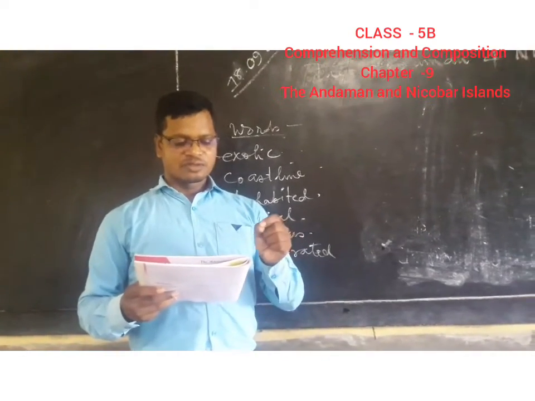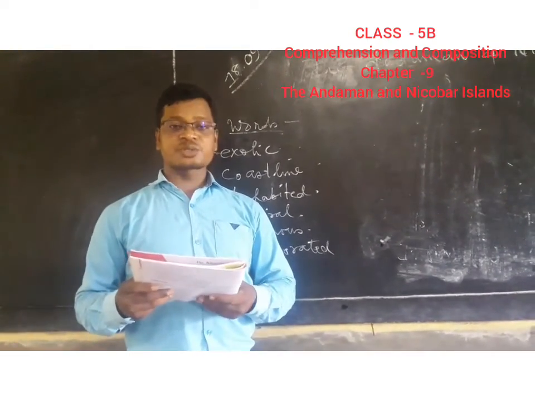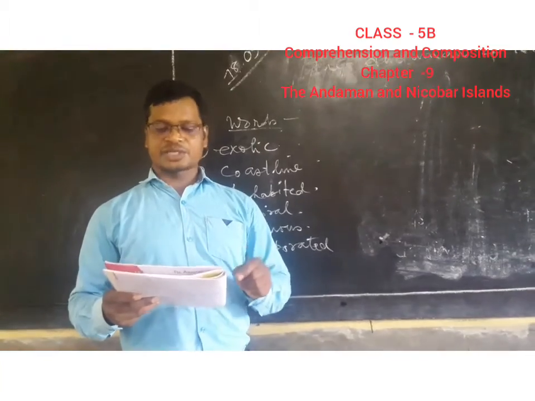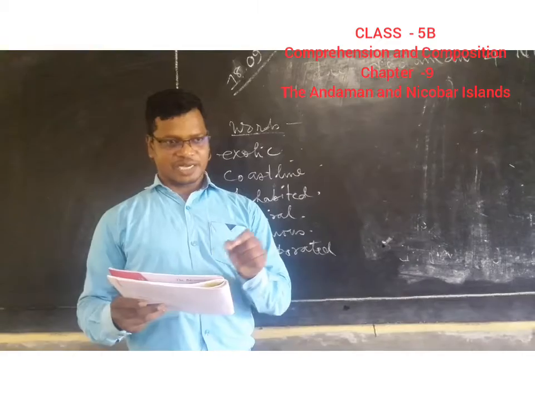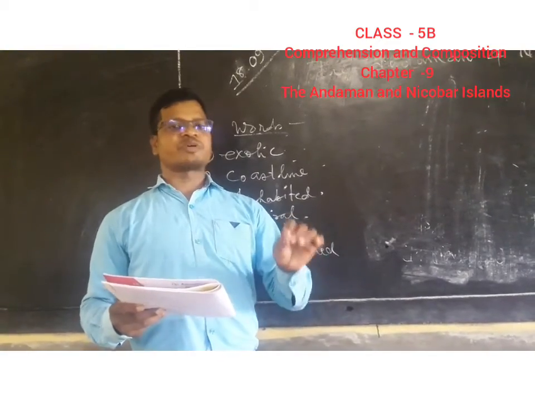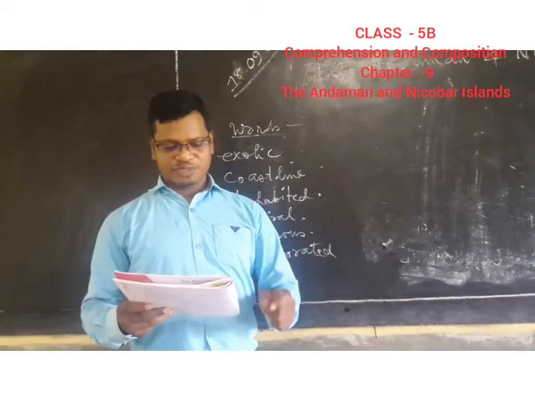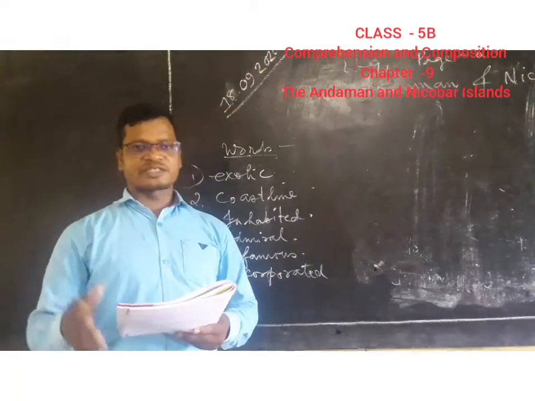Of the 527 islands, only 38 islands are inhabited. Inhabited means people are living over there. In the rest of the islands, no people, nothing can be seen over there.